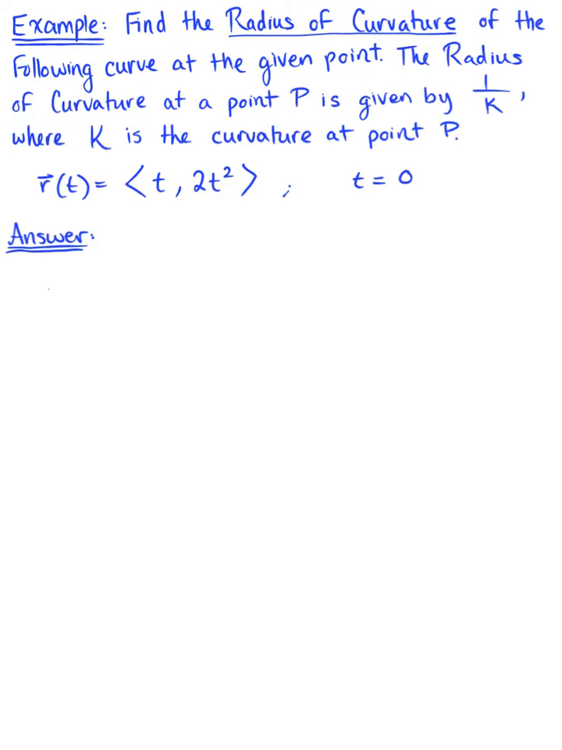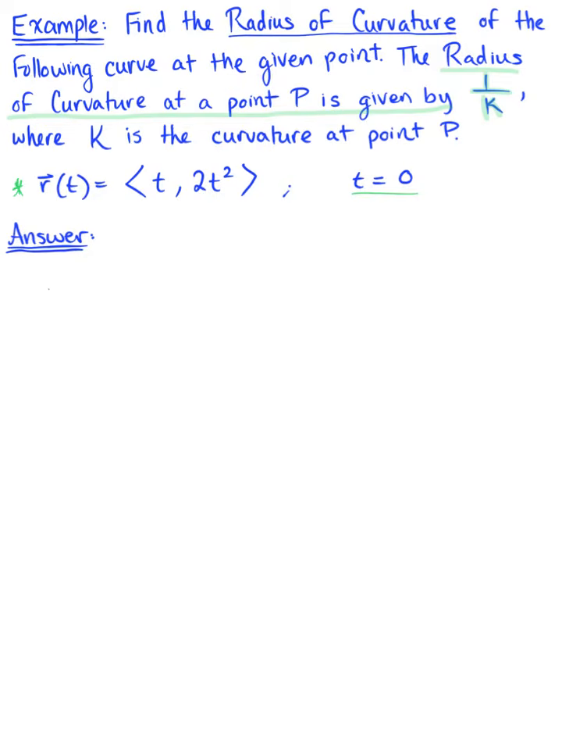Find the radius of curvature of the following curve at the given point. Now, the radius of curvature at a point P is defined as 1 by kappa, where kappa is the curvature at this point. Here we are given the vector-valued function r of t defined by the vector with components t, 2t squared. And the point P that we're considering is t equals 0.